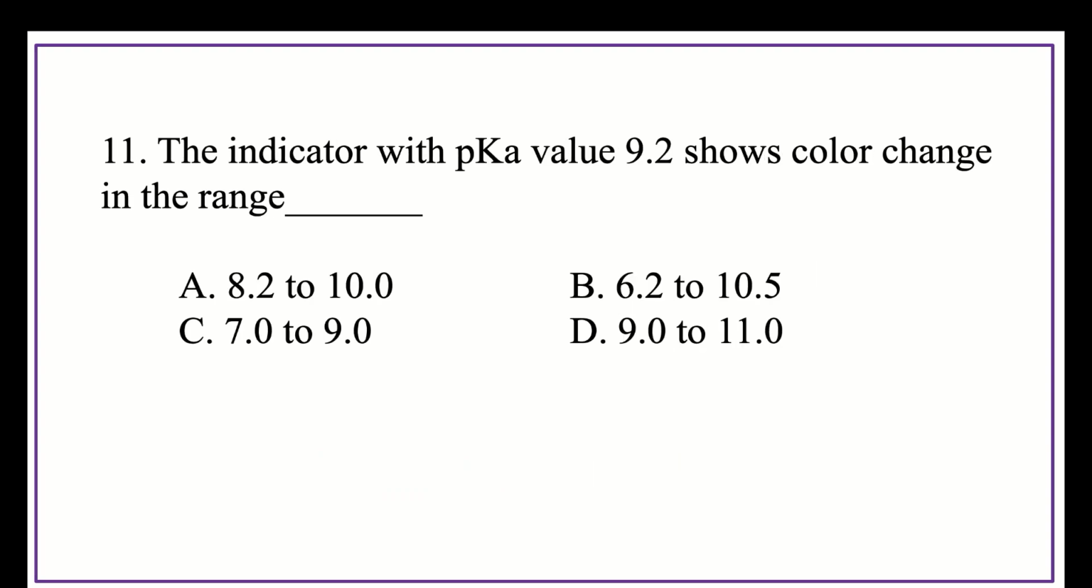Next question. The indicator with pKa value 9.2 shows color change in the range 8.2 to 10, 6.2 to 10.5, 7 to 9, or 9 to 11. So as we know, the pH range is the pKin or pKa value which is given, plus or minus 1. That is, it is actually the indicator constant pKin value. It is 9.2 plus 1 and minus 1. So it is actually in the range of 8 to 10. So this is the indicator range for phenolphthalein that we have taken.